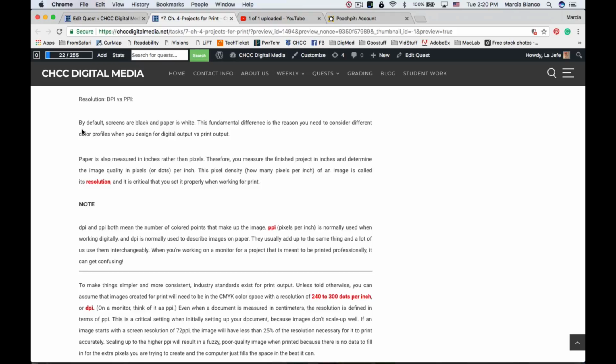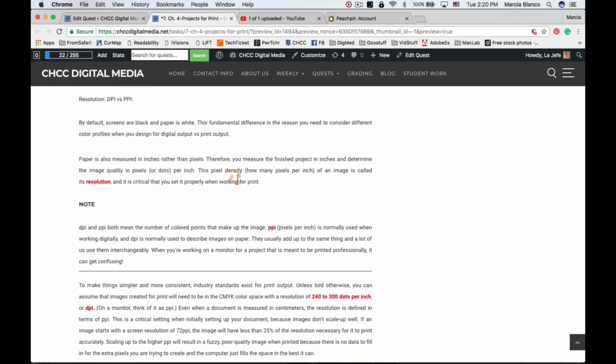Resolution, DPI versus PPI. By default, screens are black and paper is white. This fundamental difference is the reason you need to consider different color profiles when you design for digital output versus print output. Paper is also measured in inches rather than pixels. Therefore, you measure the finished project in inches and determine the image quality in pixels, or dots, per inch.